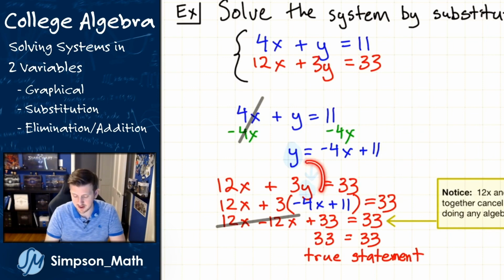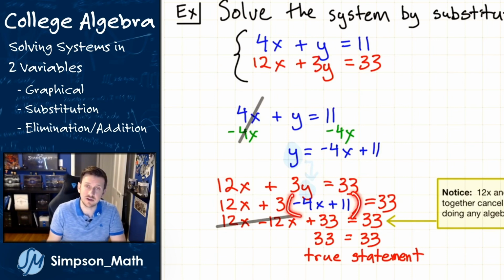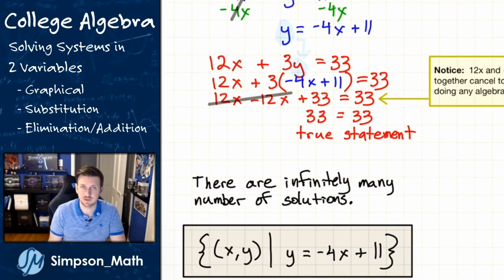Take that, I plug it into the other equation. It has to be the other equation, that's why, again, the color coding. So I put it into the other equation, and I distribute the 3 into the negative 4x plus 11. When I distribute that, I get 12x minus 12x plus 33 equals 33. Notice what happens with the 12x's. 12x minus 12x, they cancel to 0. And I'm left with just 33 equals 33. Does 33 equal 33? Yes, always and forever. This is a true statement.